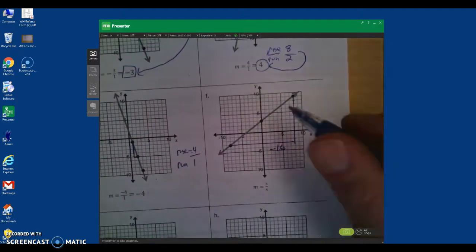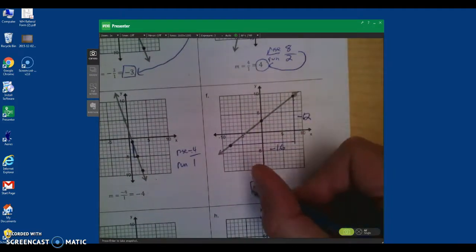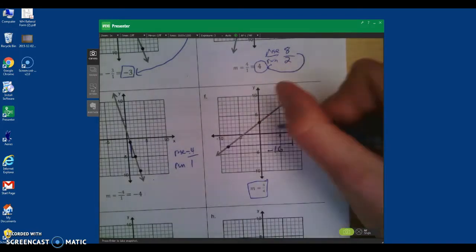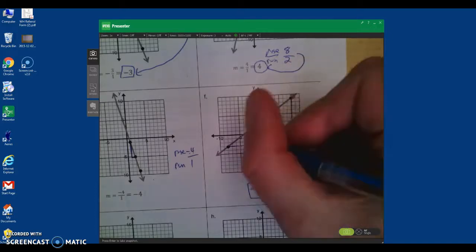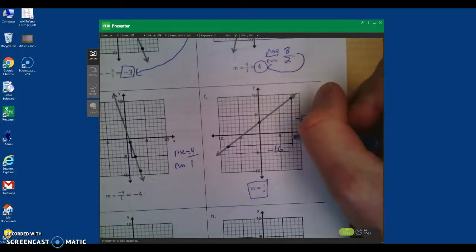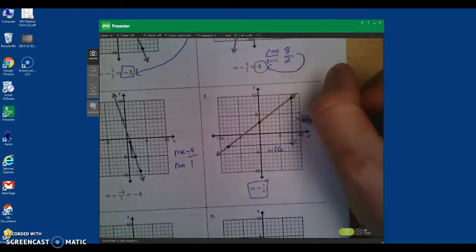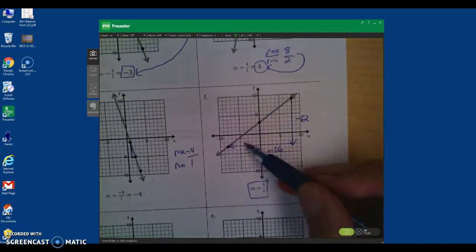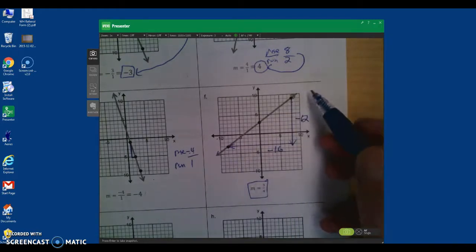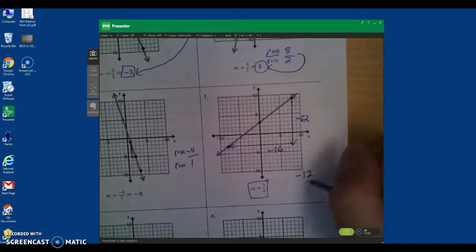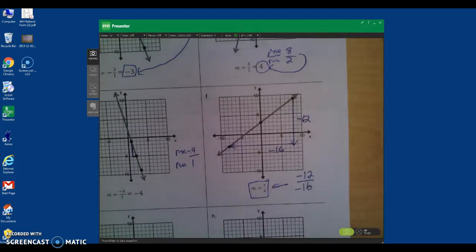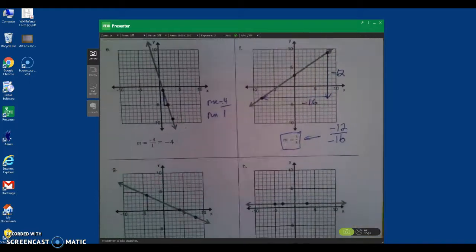For letter F, the answer is 3 over 4, but I want to show you why I did this one in a certain direction. If I start at this point and work all the way to this point, don't I go down 12, and that's a -12, and now I go to the left 16. Well, clearly we know this is a positively sloped line, but the reason is because if I rise -12 and run -16, isn't a negative divided by a negative really equal to a positive? And of course you know it is.